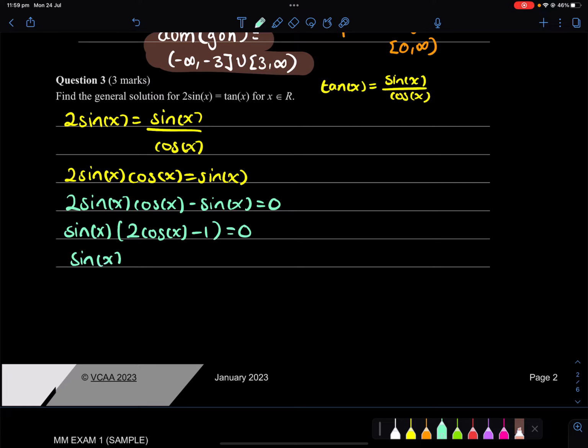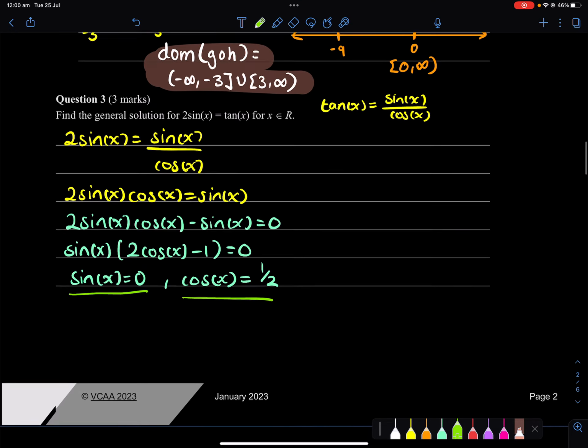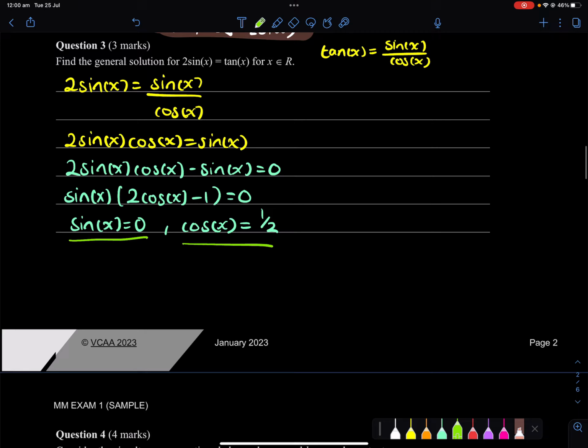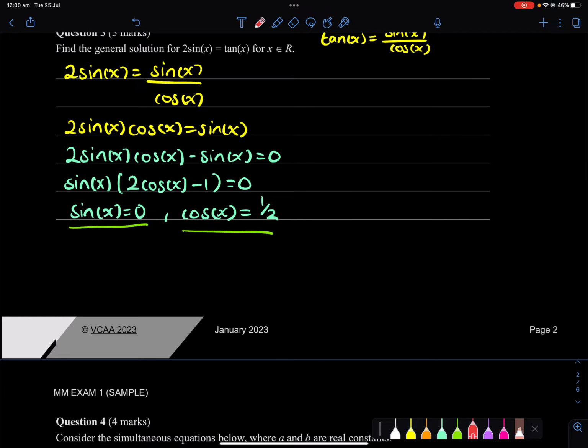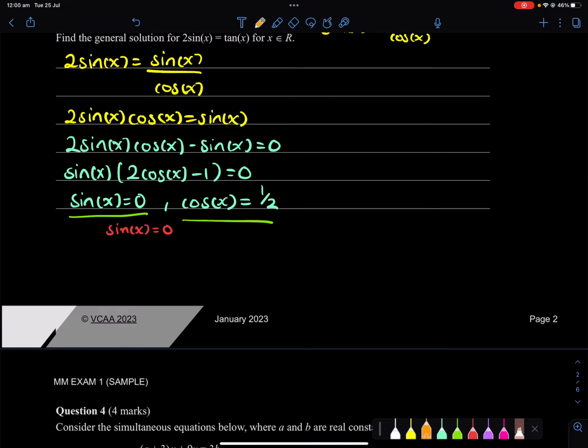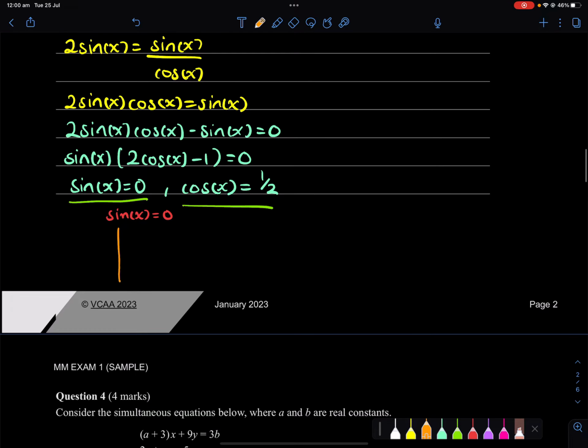And now we can solve them. So sine of x equals 0 and also cos of x equals half. So here we have two nice equations, and we're going to solve for these. Let's do the first case, which is sine of x. Sine of x equals 0. This is how I like to do general equations, by looking at their graphs. So I'm just going to draw a nice graph over here of sine of x.